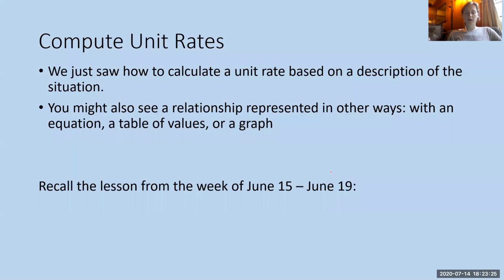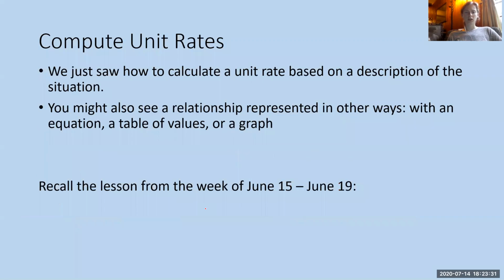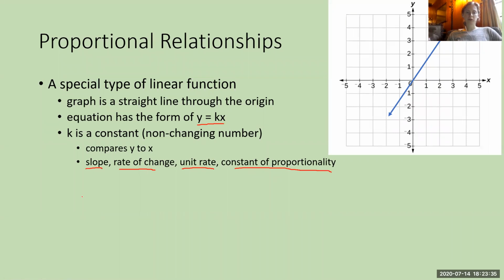So let's think back to this problem we just looked at where we found that it was about 58 cents per donut. So if we wanted to talk about the relationship between the total cost and the number of donuts that we're buying, well, the cost is going to be the number of donuts times the price per donut. And in this situation, it was 58 cents. So the total cost is going to be 58 cents times the number of donuts that we buy. And that's going to be true at both Frank's and Priya's, right? Because they ended up having about the same unit price, about the same cost per donut.